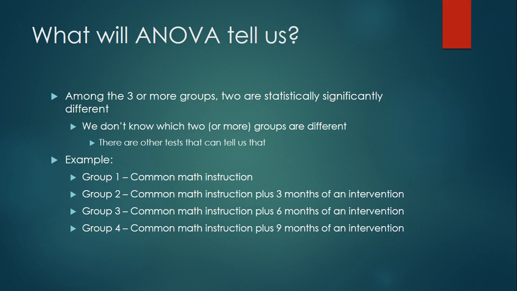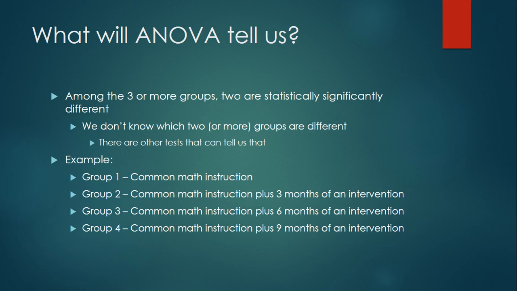So here's an example. Assume that we have four classes. We call them Group 1, Group 2, Group 3, and Group 4. In Group 1, we give those students common math instruction for the entire year. In Group 2, we give them the common math instruction that the other group got, but we also add in a 3-month-long intervention intended to make their math skills stronger. In Group 3, they get the common math instruction, but this time they get a 6-month intervention. And in Group 4, they get the common math instruction, but they also get a 9-month intervention.